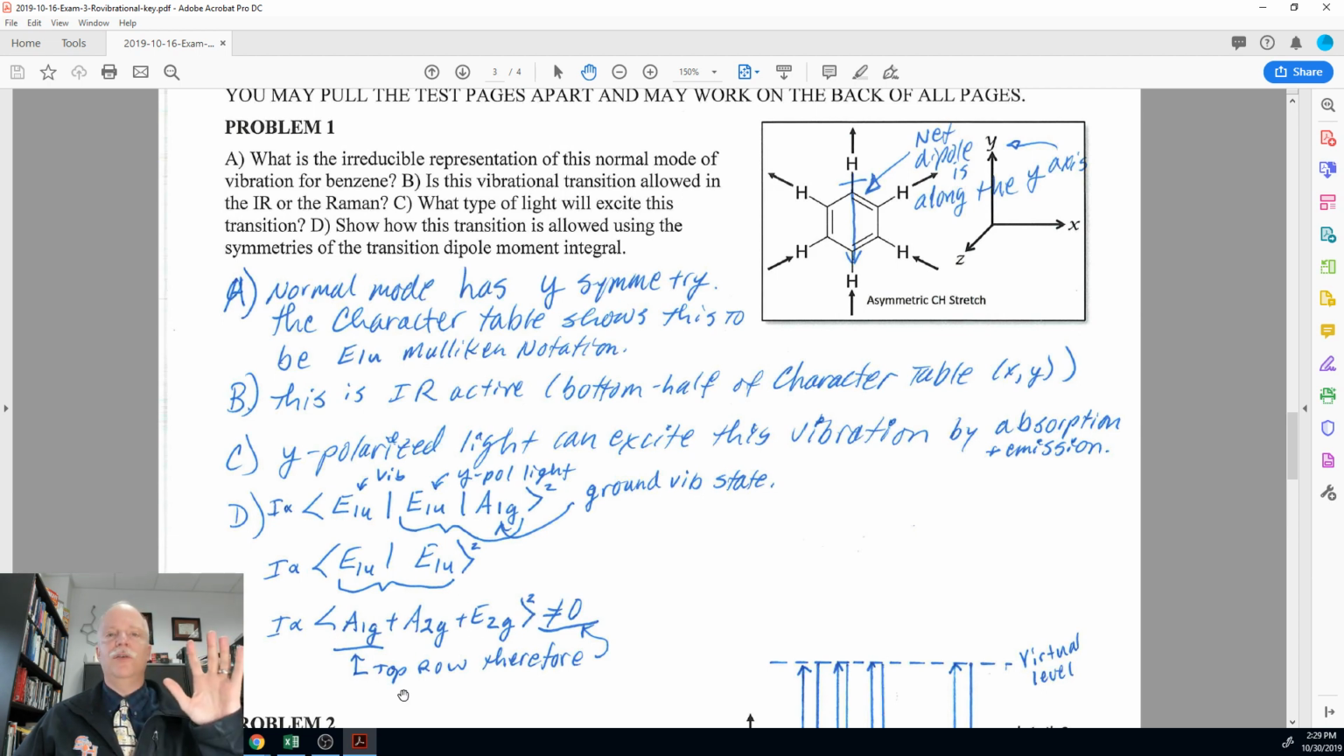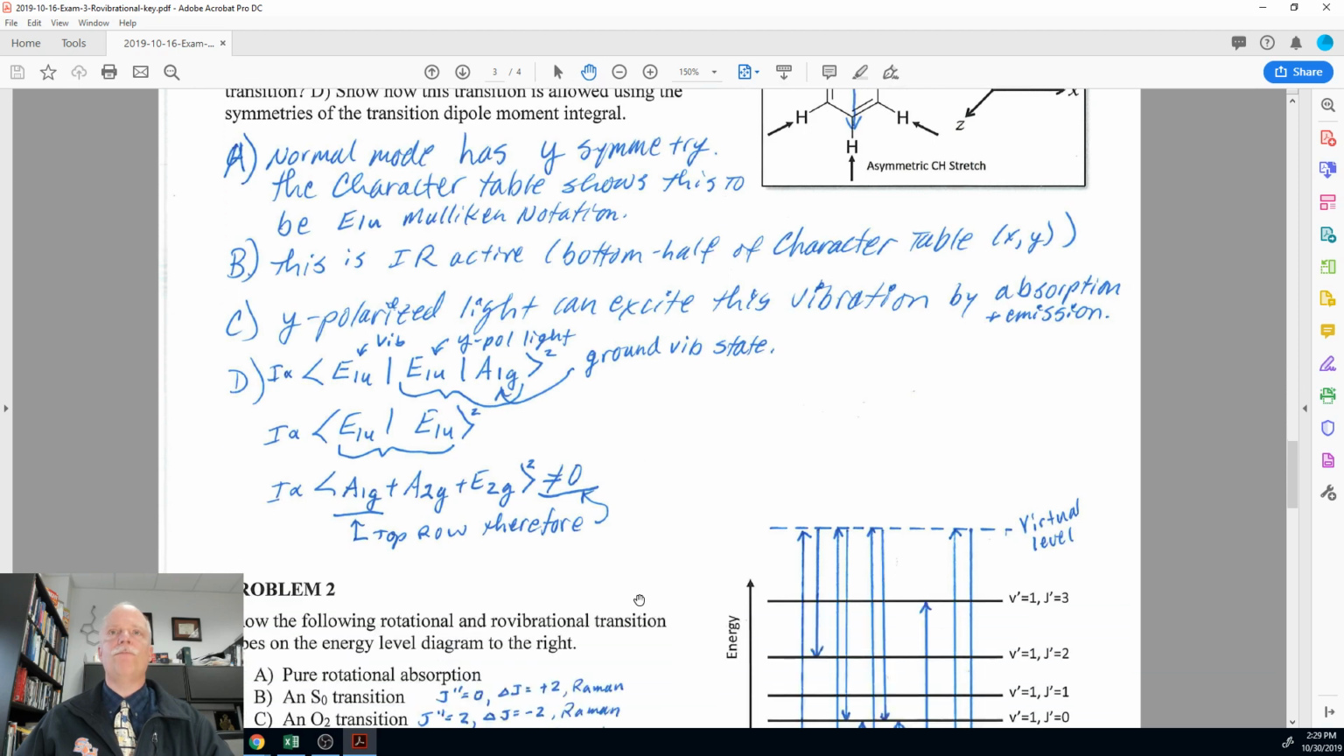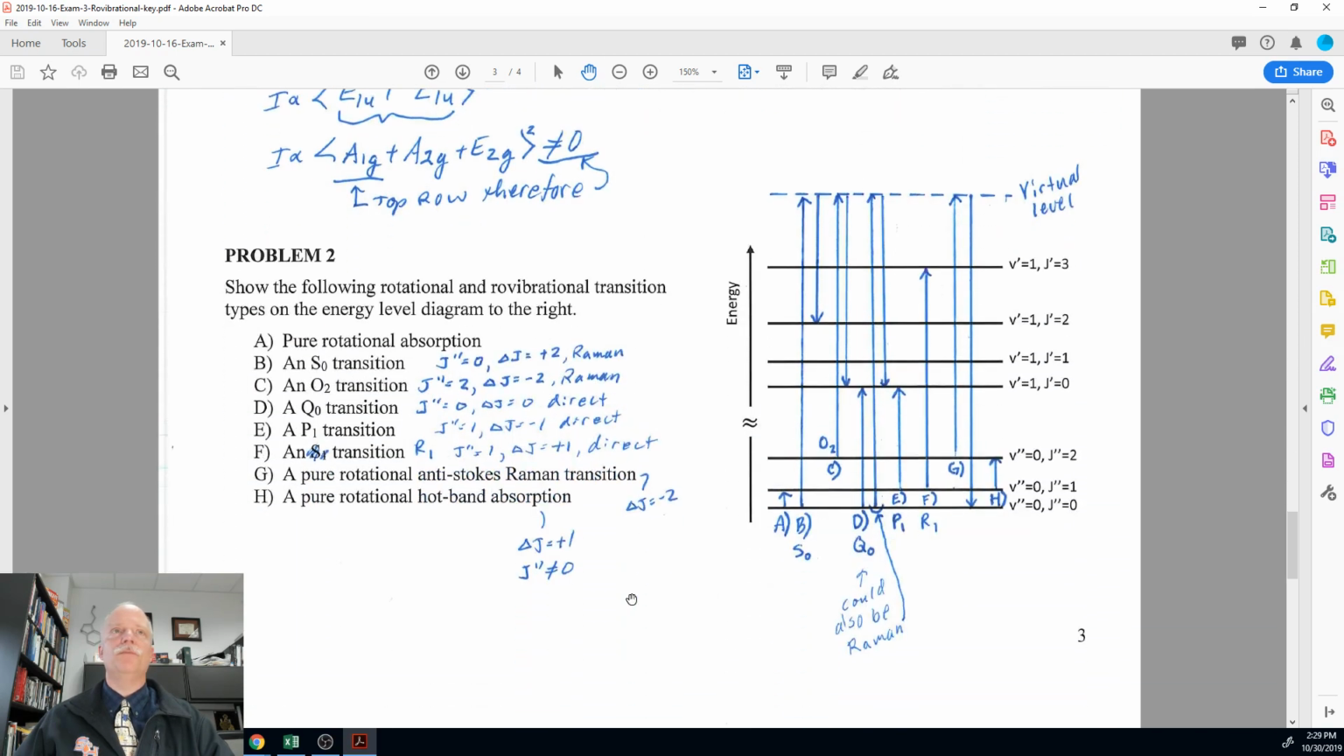And we don't have to do the integrals of the wave functions times the electric dipole operator of light. We can just look at the symmetries of those functions and know that this transition will be allowed, and we'll be able to emit light if it's de-excited, or we'll be able to absorb light if it's hit with the right frequency of light. Okay, problem 2.